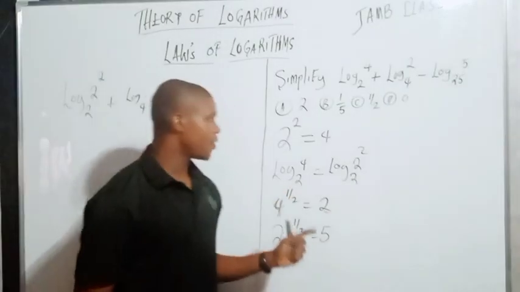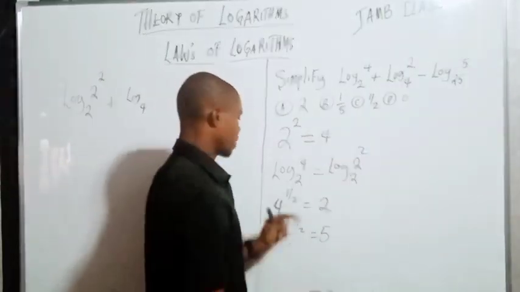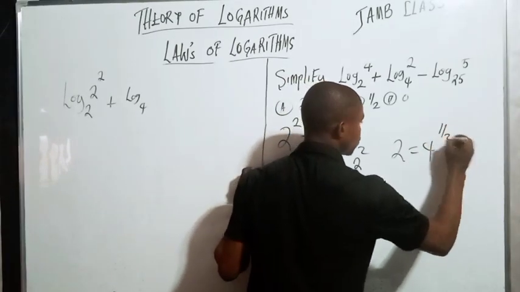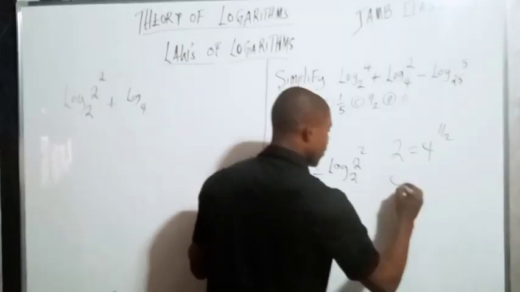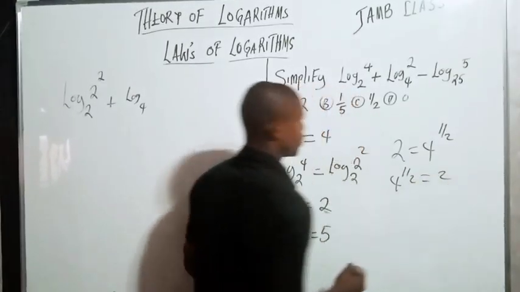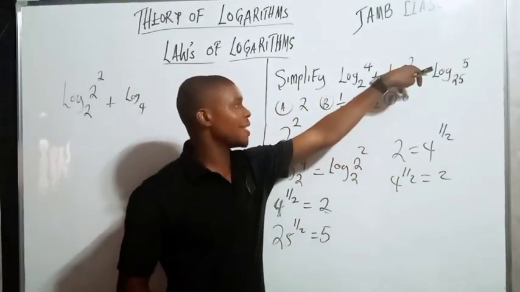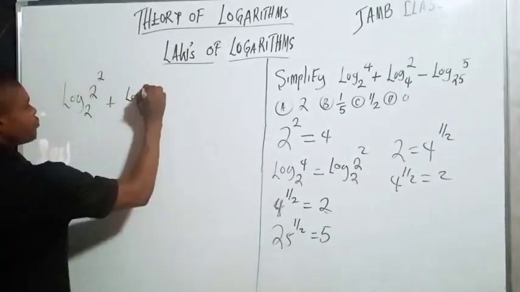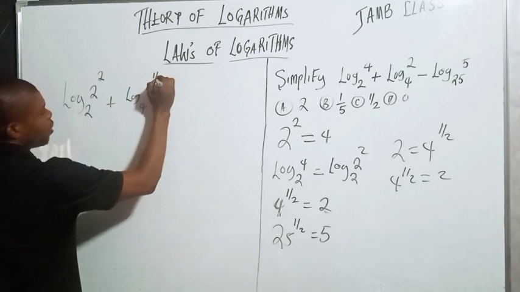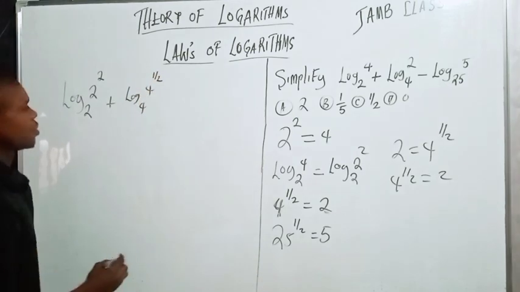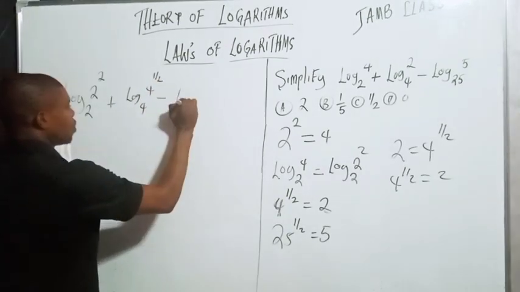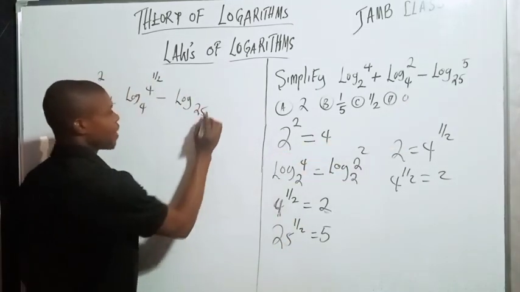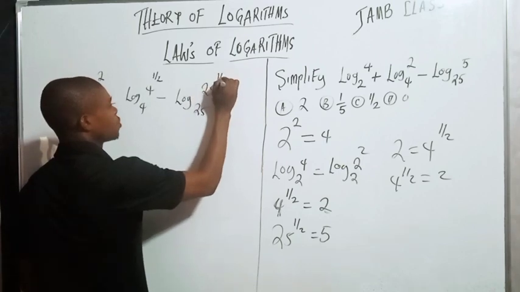Plus log 4, right? Now here 2 is also the same thing as 4 raised to power 1 over 2. So instead of writing 2 here, I will write 4 raised to power 1 over 2, right? Minus log. Here we have 25. How do I get 25? It's going to be 25 raised to power 1 over 2.